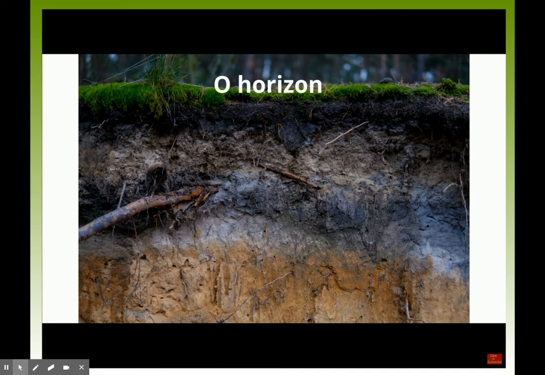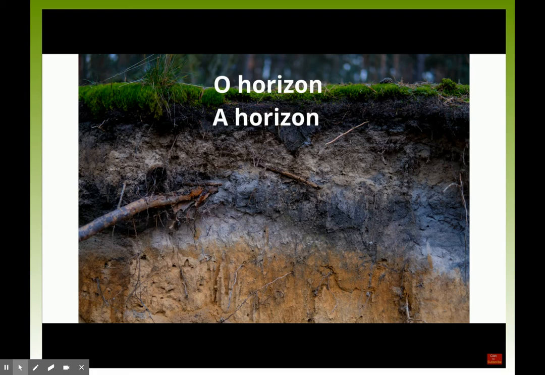It's composed of dead leaves, twigs, sticks, and fallen trees. The O horizon is thin in some soils, thick in others, and not present at all in some types. The A horizon is also called the topsoil. It contains rich organic matter, along with some minerals.